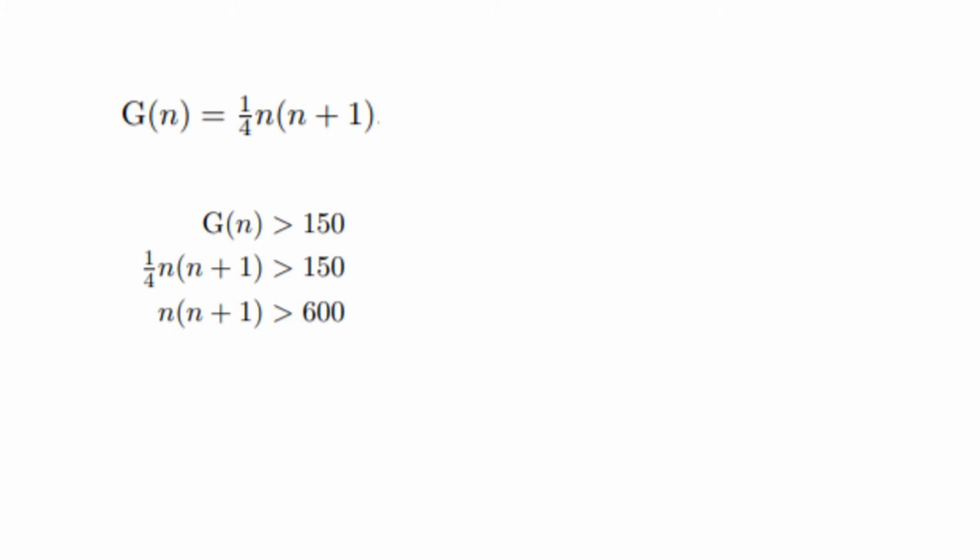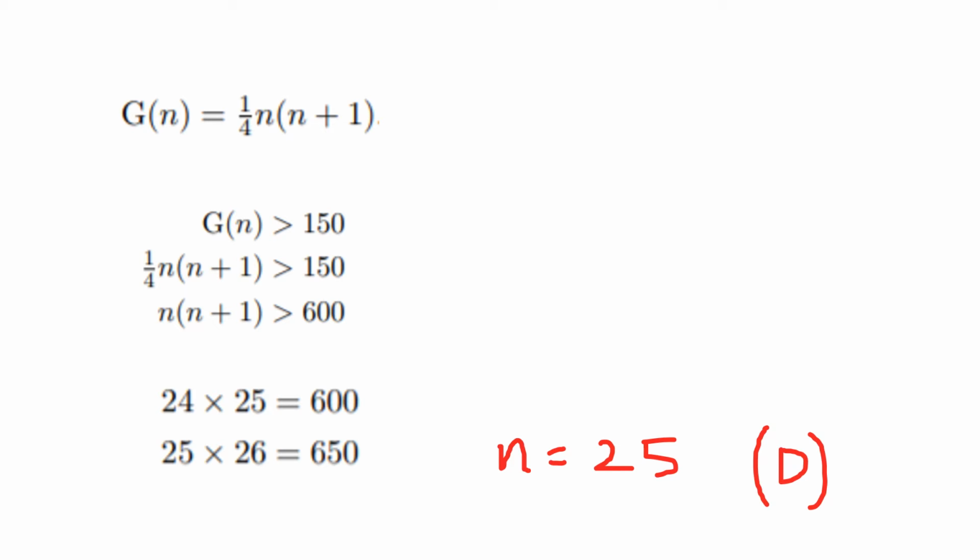So the best thing to do is just try out some numbers until we get the result that produces a value over 600. And if you try 24 times 25 you get 600 exactly, and 25 times 26 it does jump above 600, and it's a strict inequality, so we need that value there, the 650. So n is 25, which is answer D.